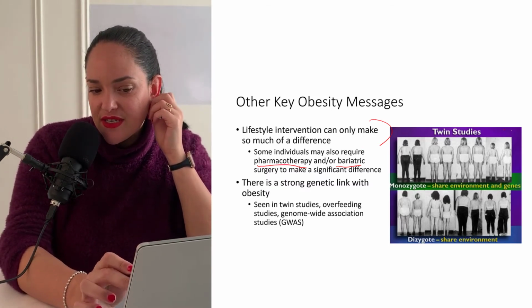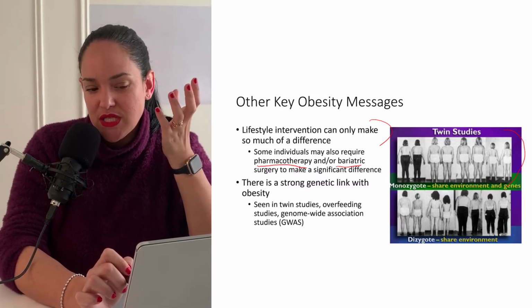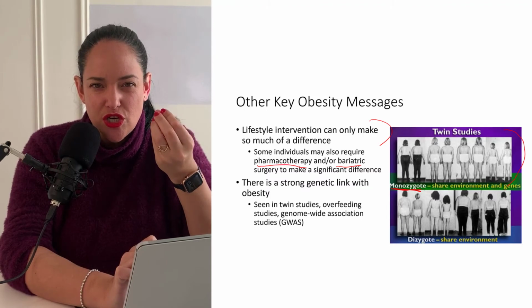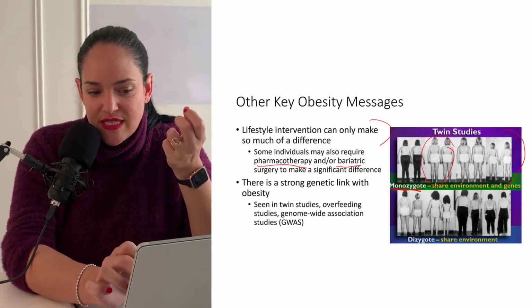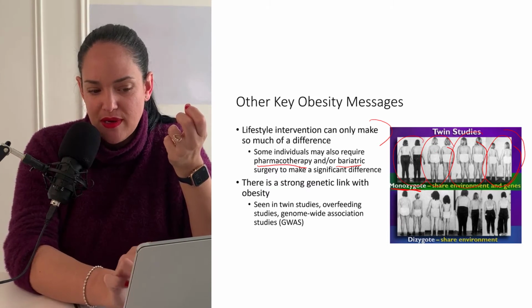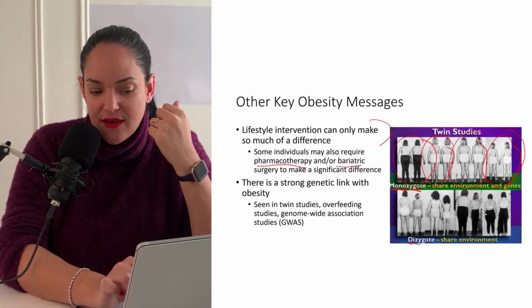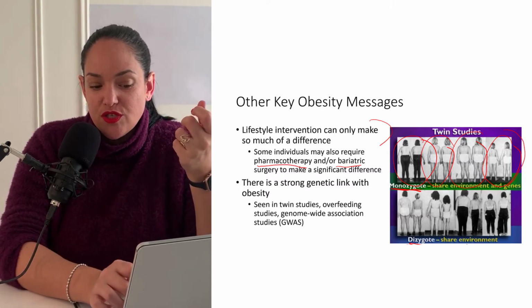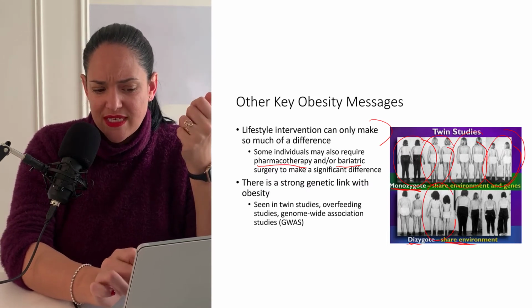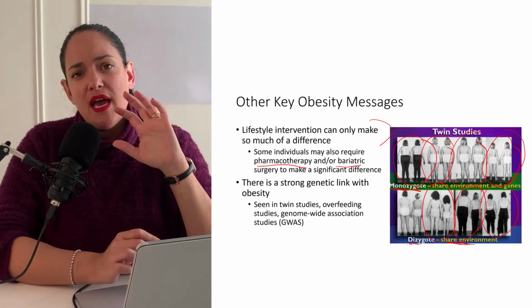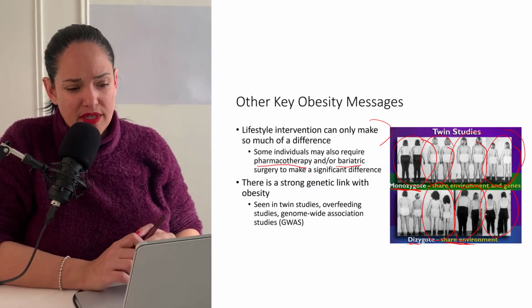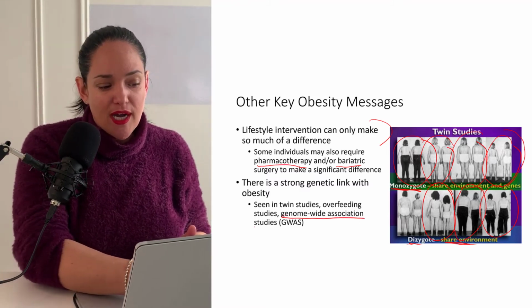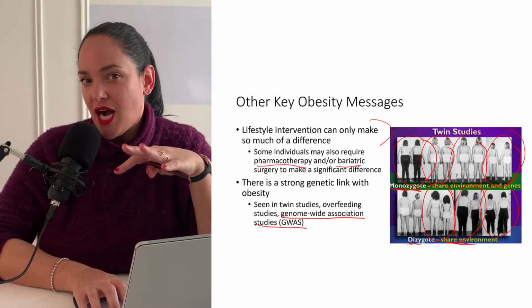Some of the earliest evidence of the genetic link with obesity are twin studies, where we found that monozygotic twins, those that are identical twins, those that share the same genes, tend to have very similar BMIs and body fat distribution patterns. However, dizygotic twins, those that have similar but different genetic makeup, and those that share the same environment, tend to have different body sizes and shapes and are more likely to have a BMI that's not well correlated.